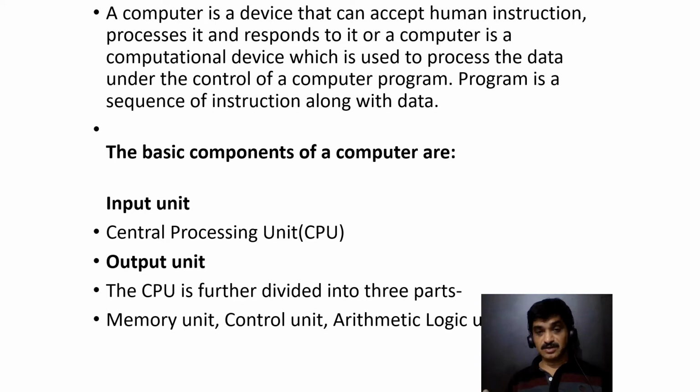Let us see the components of a computer. There are mainly three components: input unit, central processing unit, and output unit. As you are aware, input devices are the devices which are used to feed the data in. Output devices are the devices which are used to get the output from the computer. Central processing unit acts as a human brain. It is further divided into three major parts: memory unit, control unit, and arithmetic logic unit, otherwise known as ALU.